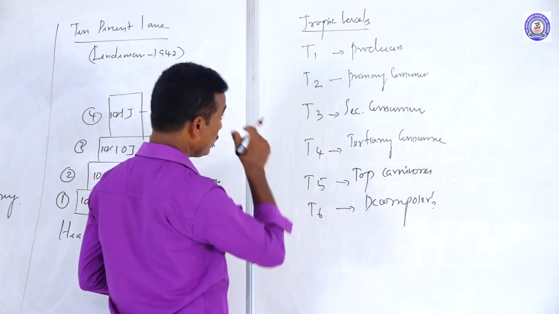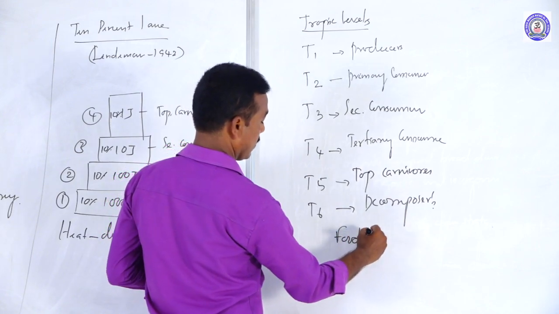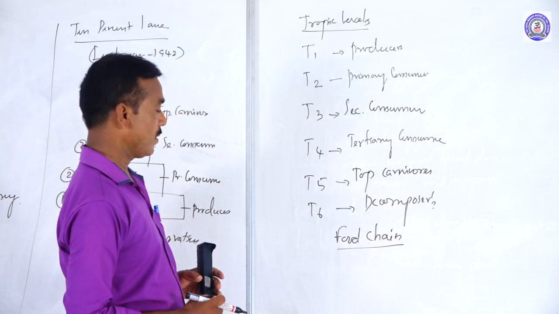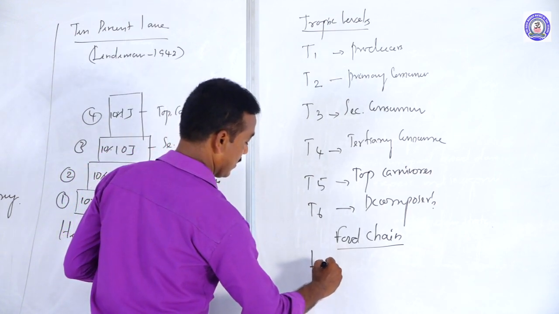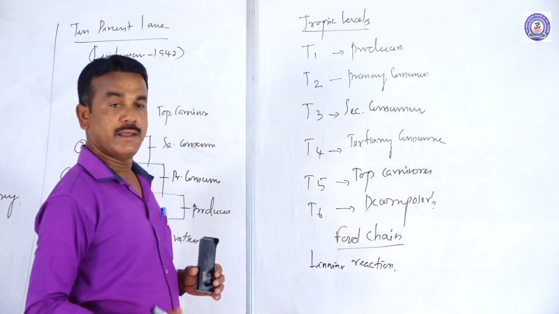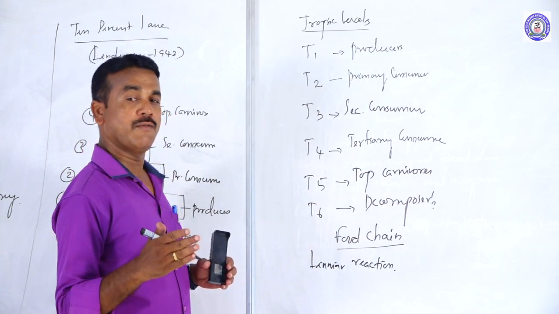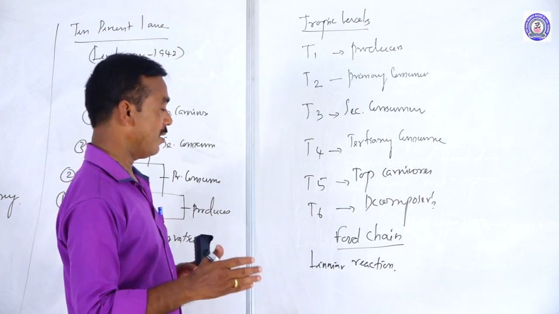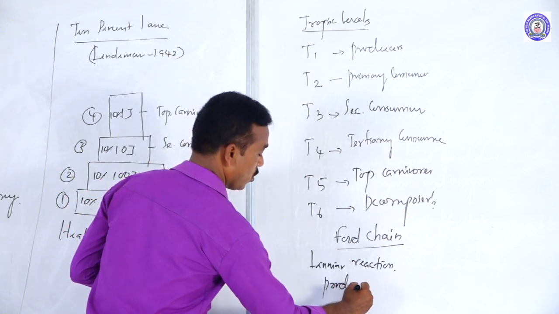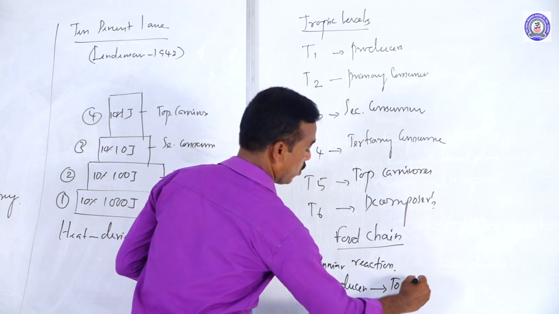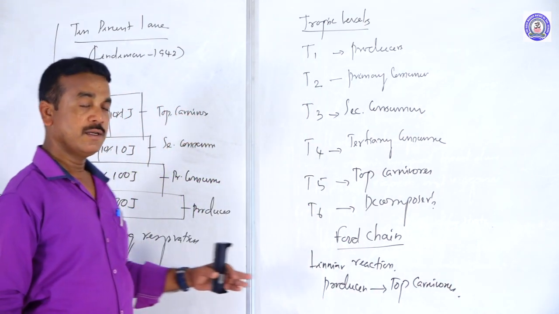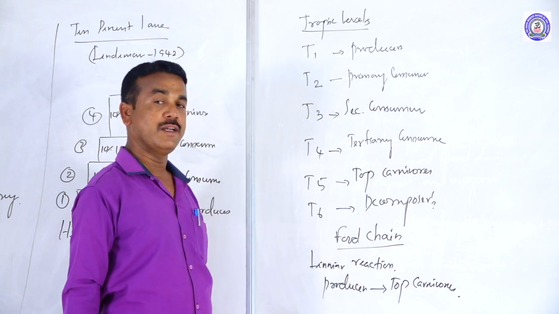The next one is commonly called the food chain. Food chain is nothing but a linear sequence. The energy is transferred through each successive level in a linear manner. The energy is transferred from producers to top carnivores.